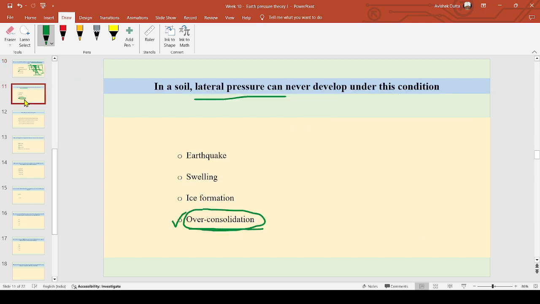Here I am talking about the process of over consolidation. So over consolidation will never see the generation of lateral pressure. Fine. Next question.